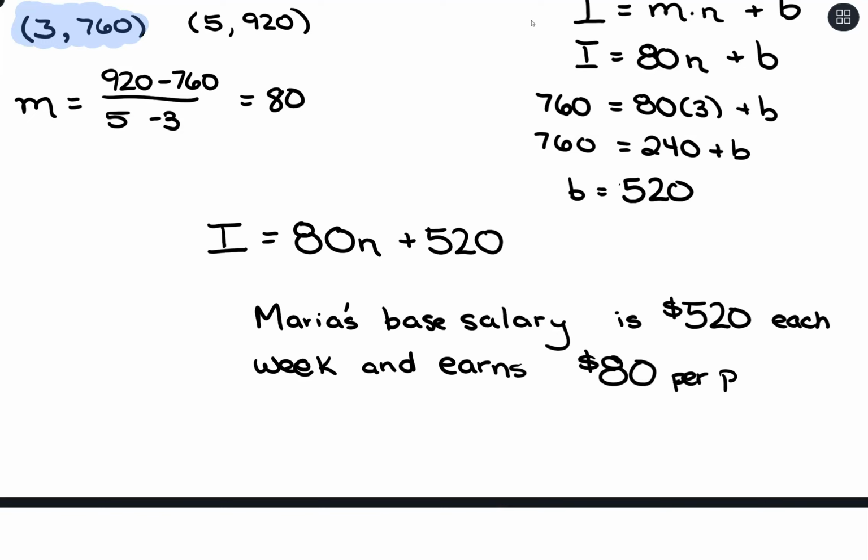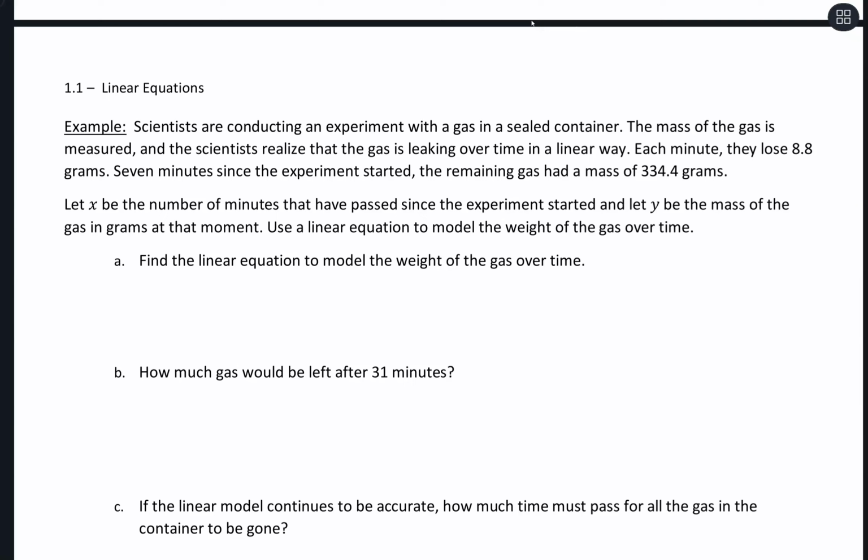Okay, let's keep going. I know lots of word problems, but it's nice to see all the different scenarios together. We have scientists conducting an experiment with a gas in a sealed container. The mass of the gas is measured, and the scientists realize that the gas is leaking over time in a linear way. So we're losing things. Each minute they lose 8.8 grams. So that right there is telling me about slope. We are losing 8.8 grams per minute.